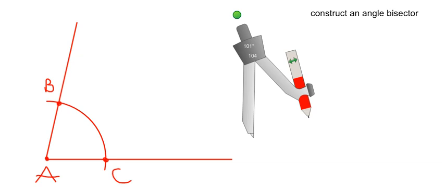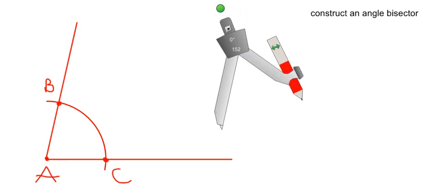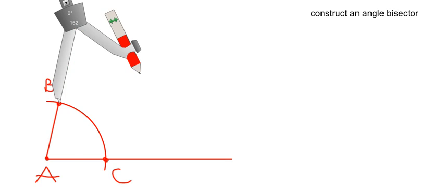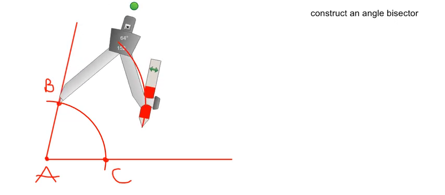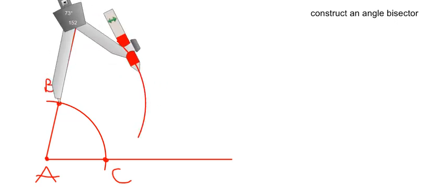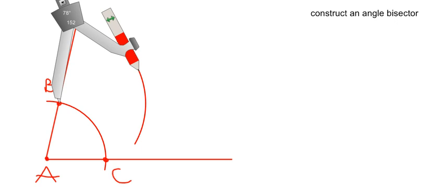Normally I've always said up until this point to leave your compass the same distance as it was. This time we need to go a little bit further. So I'm going to open mine just a little bit more. Okay, and then I'm going to take my compass and put it at point B. And I'm simply going to make a mark on the inside of the angle, not touching the sides of the angle, but from that position.